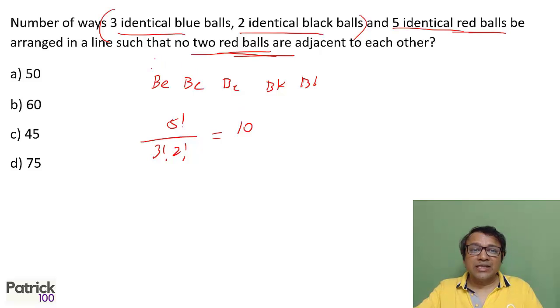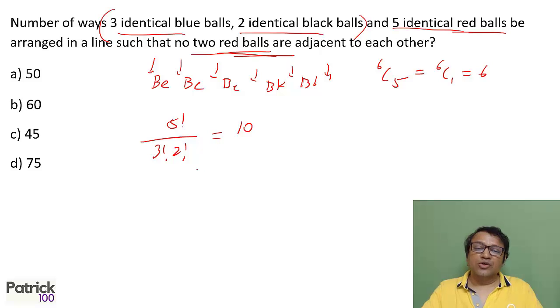Now the red balls, there are 6 places to put in between. From the 6 you have to put 5 red balls. So how many ways can you put 5 red balls in 6 places? 6C5, which is same as 6C1 or 6 ways. So total number of ways will become 10 into 6, which will be 60 as the answer. B option.